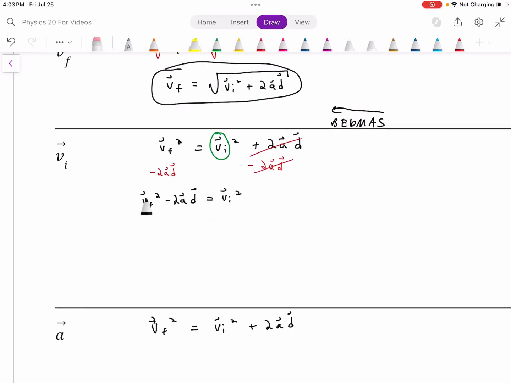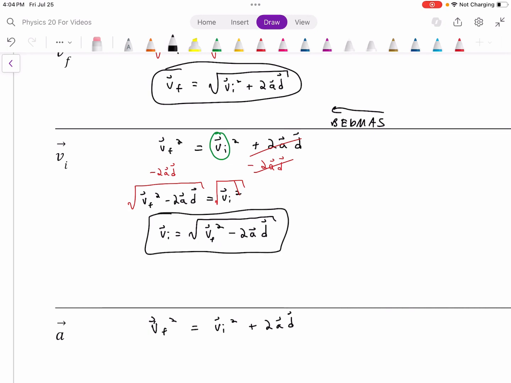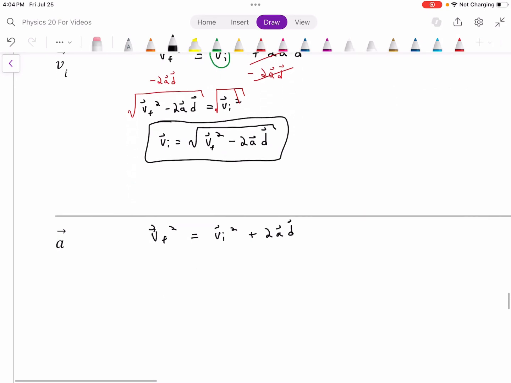So I write down what I'm left with, I take a breath, and then I ask myself once again, now what? What operations are being performed to VI? Well, it's just being squared. What's the opposite of squaring? Square rooting. So we square root both sides, and we get this. There we go, we've isolated for VI. So subtract the 2AD and then square root.